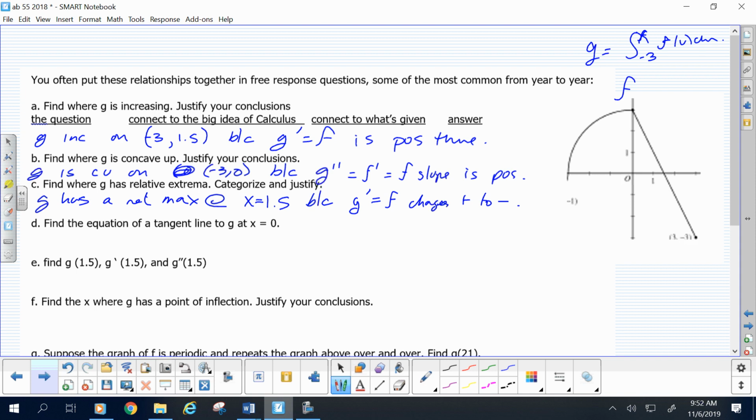Find the equation of a tangent line to G at x equals 0. What do you need to do a tangent line? Point and a slope. A point and a slope, then you write point slope. Okay, so we need a point. Can you give me anything about the point? 0. Yeah, good deal. X equals 0. What about the y? 3.